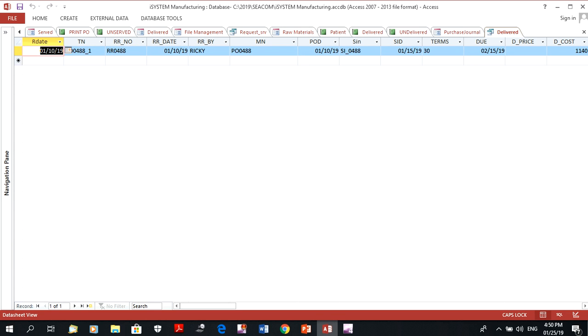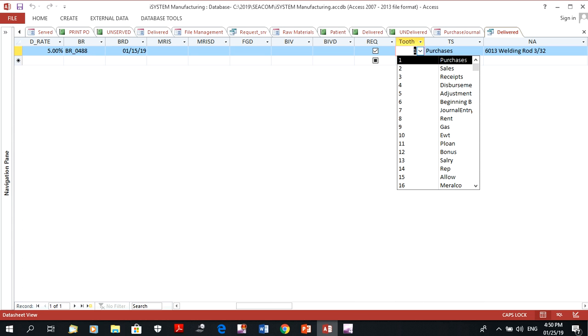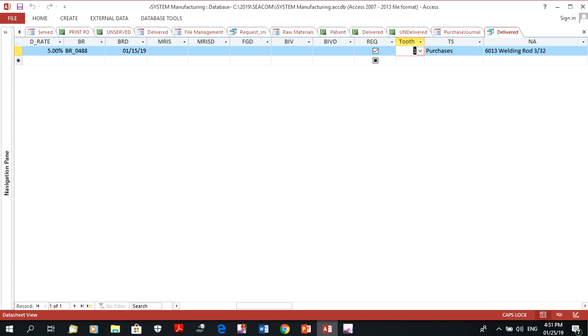Okay, moving to the right, this is how it happens. This portion you see here says convert delivered report into purchase record. How does that happen? It happens here. This is where it happens.